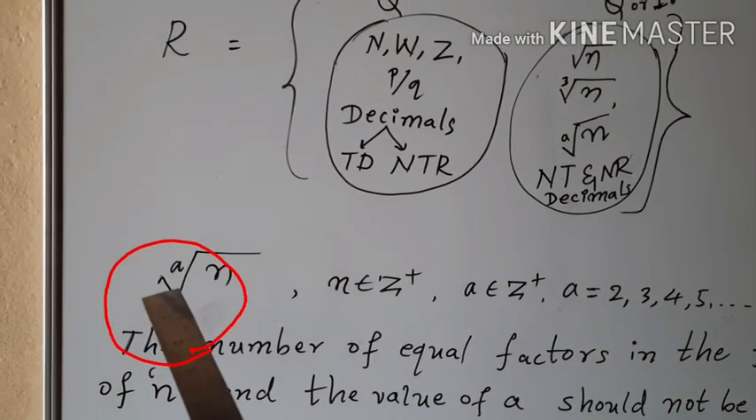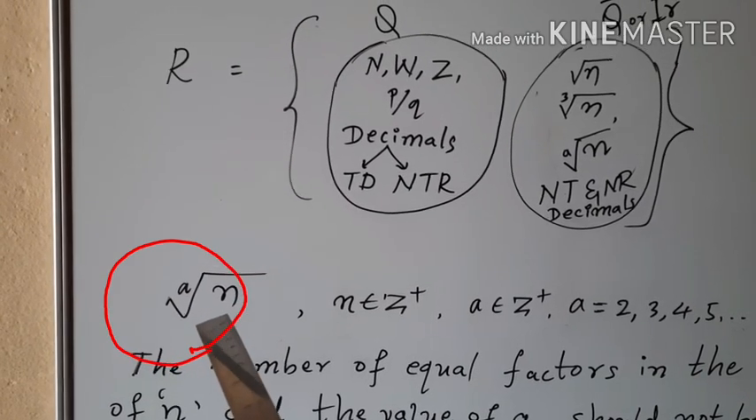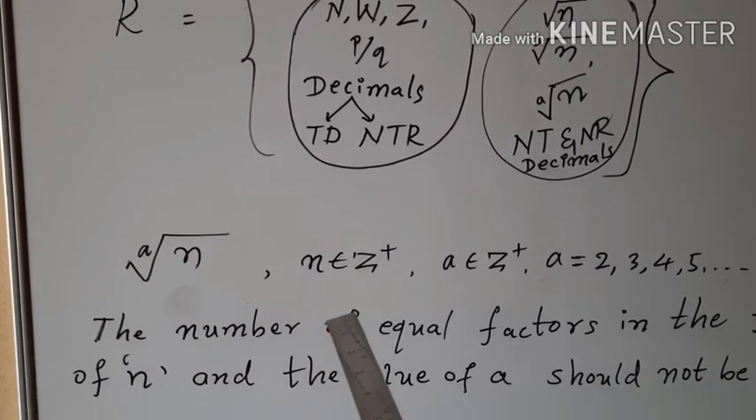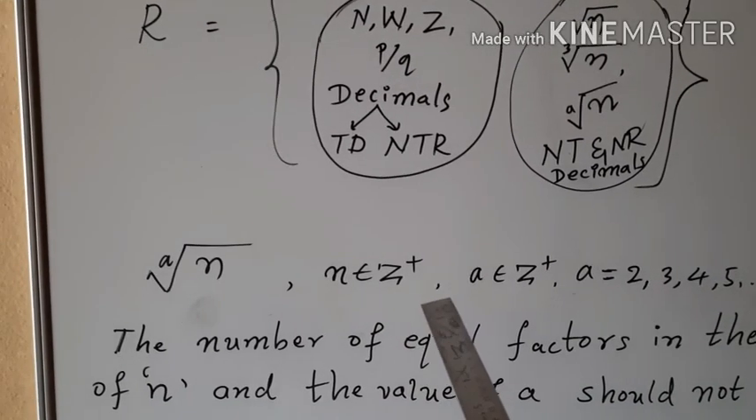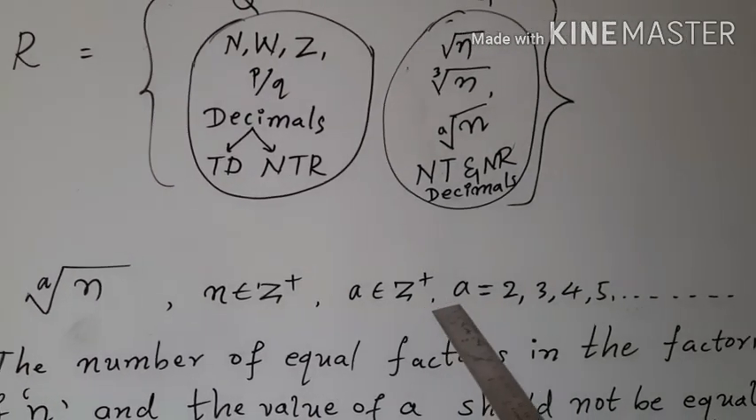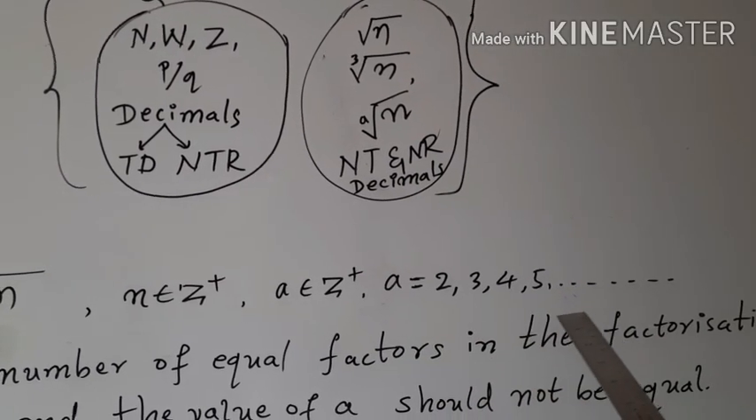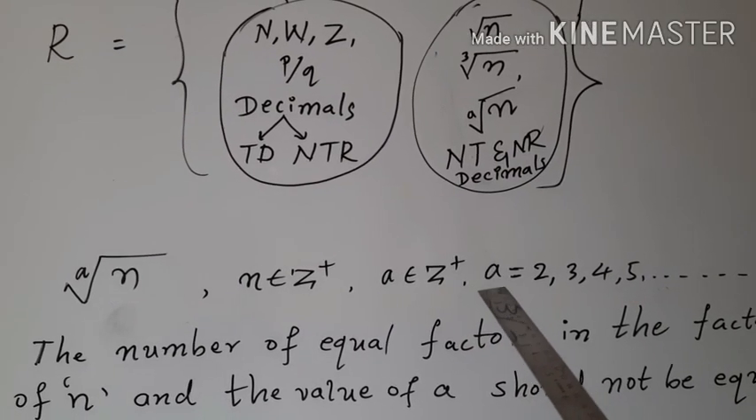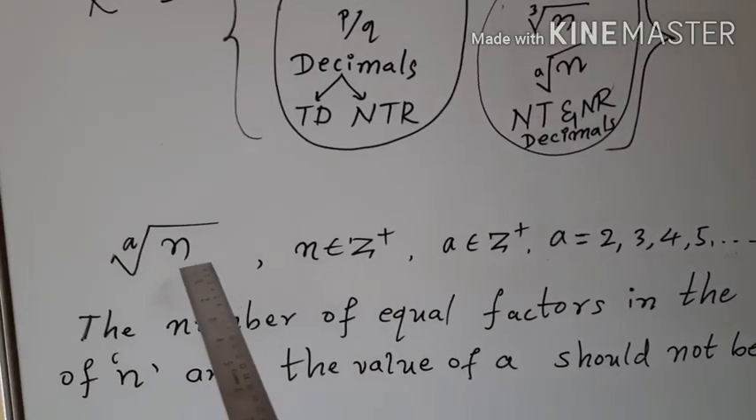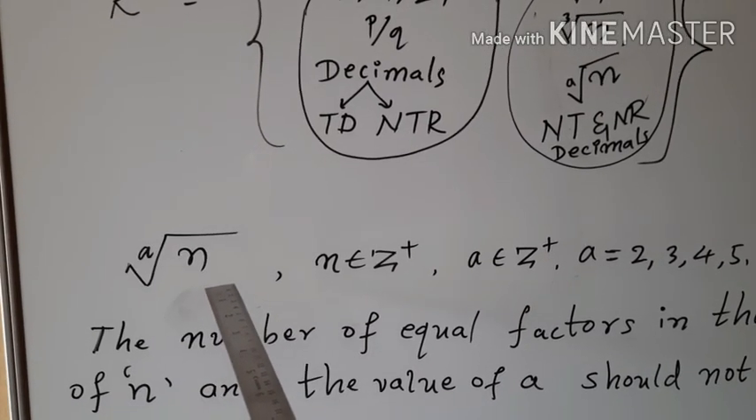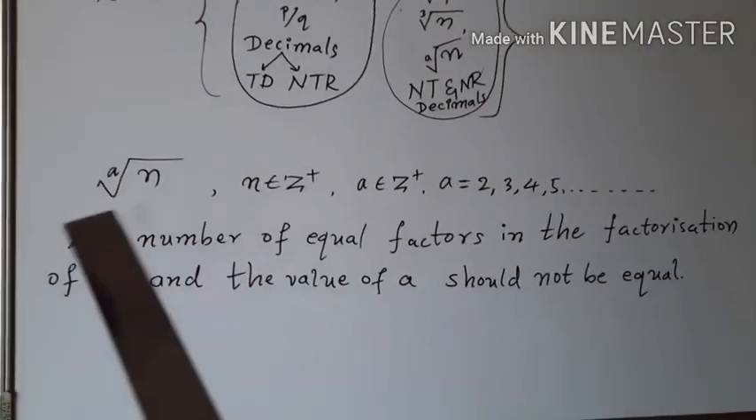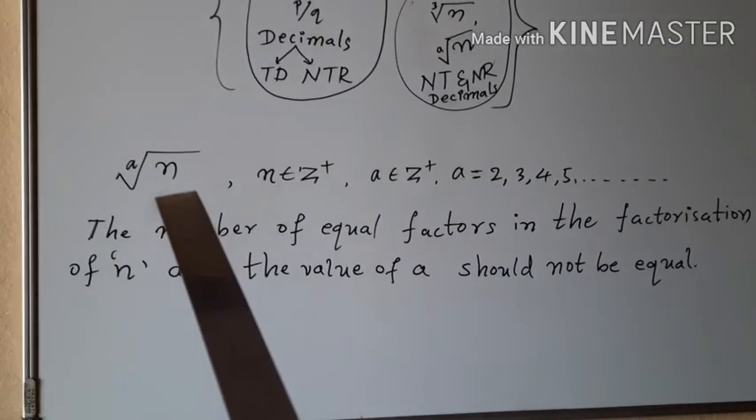Here we can conclude that this is a general form of an irrational number, that is nth root of n, and there are conditions. Here n belongs to the positive integers, and the value of n should not be negative, and the value of a should also be positive, and it should start from 2, 3, 4, 5. The value of a should not start from 0 or 1, but it should start from plus 2, plus 3, plus 4, plus 5. And here the number of factors in the factorization of n and the value of a should not be equal. Okay, children? Then only the nth root of n can be an irrational number.